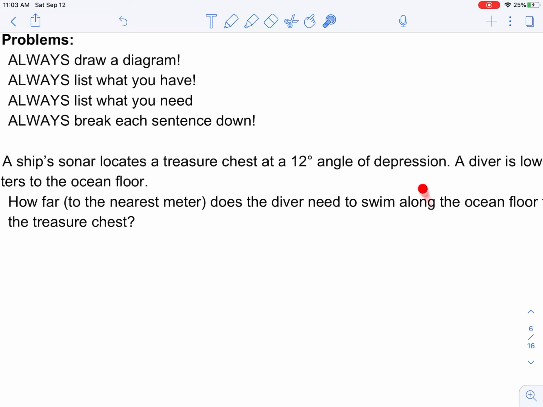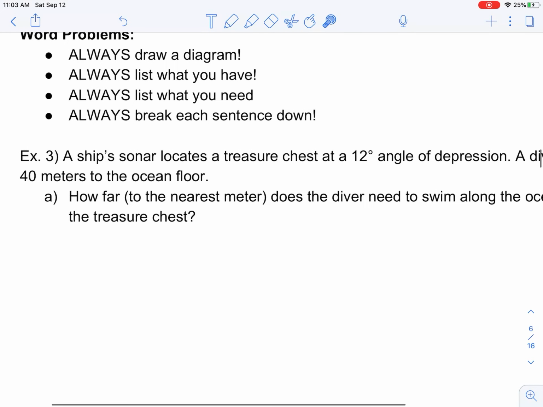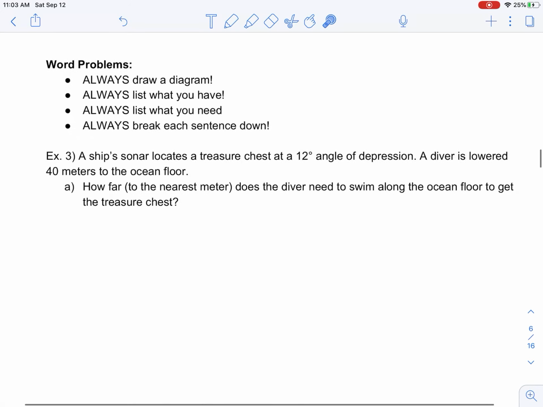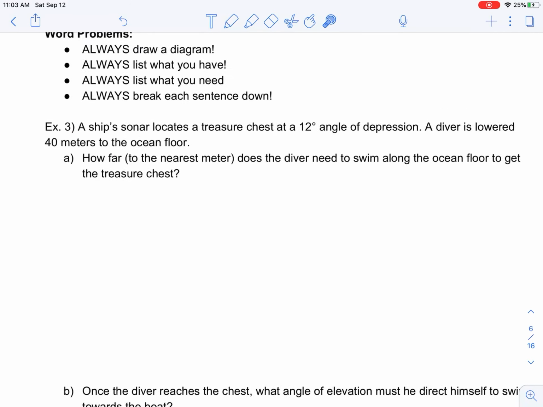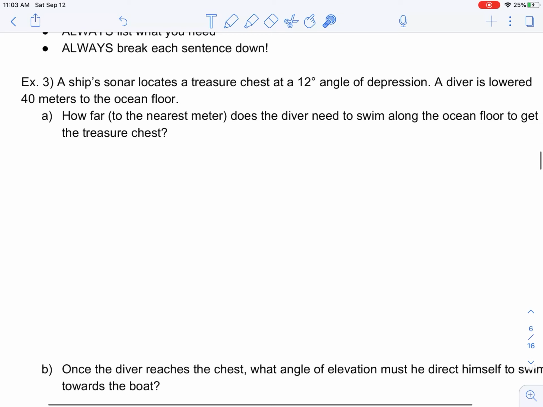Because if you don't list it, you're going to have to keep referencing the question and reading, which will just tire you out. Always list what you need. If you need something, obviously it's a question, so you know you're going to need something. List that down. As soon as you list down what you need, you might need to find more things to find that. So always list down what you need and then break each sentence down. Maybe read over the question once, get a general understanding, and then start breaking things down based on each sentence. That's how I work through it, and it'll help you organize your work.